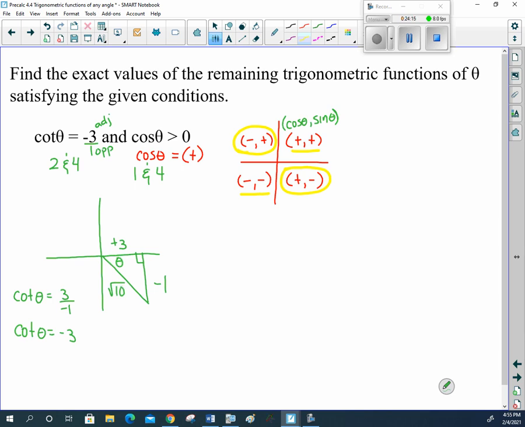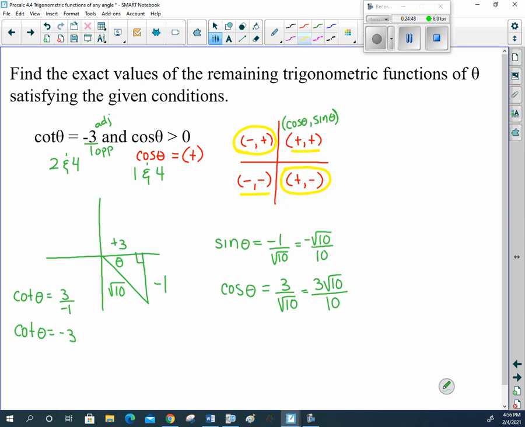All right, so it says find the exact values of the remaining trig functions. So I know cotangent. So let's see. So sine theta is going to be the opposite side over the hypotenuse. So that's going to be a negative square root of 10 over 10. Cosine theta was going to be the adjacent side, which is 3 over the square root of 10. So that rationalizes to 3 root 10 over 10.